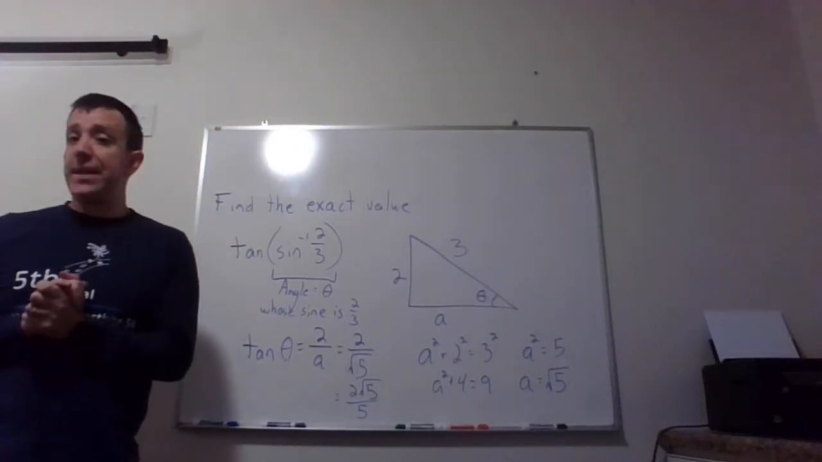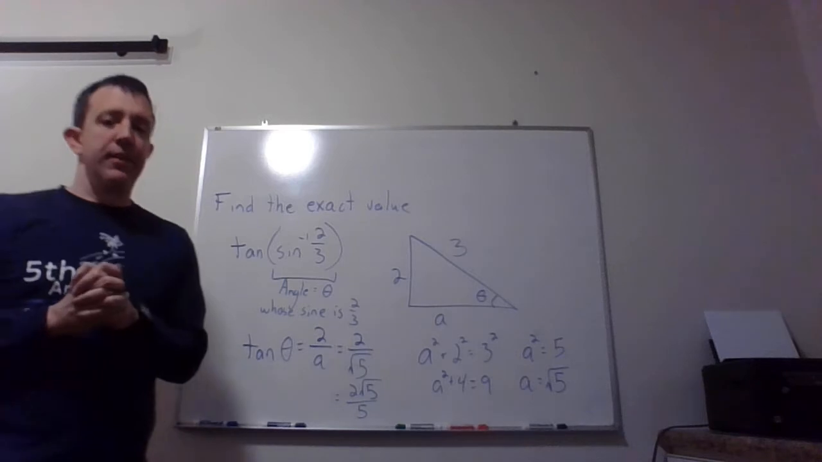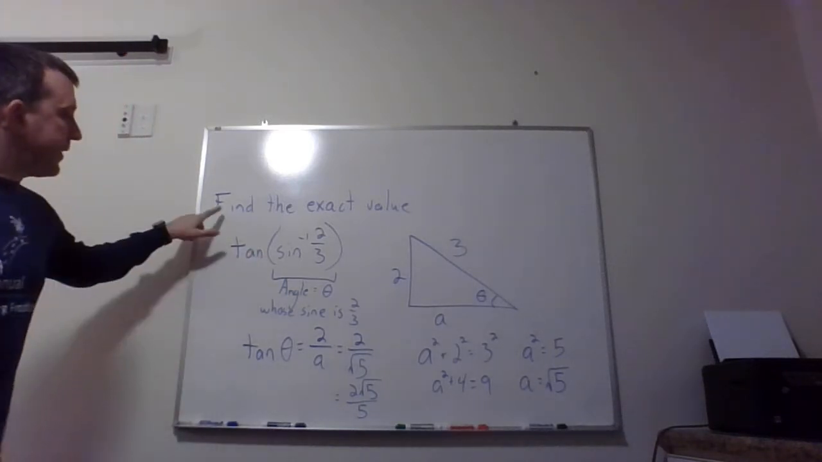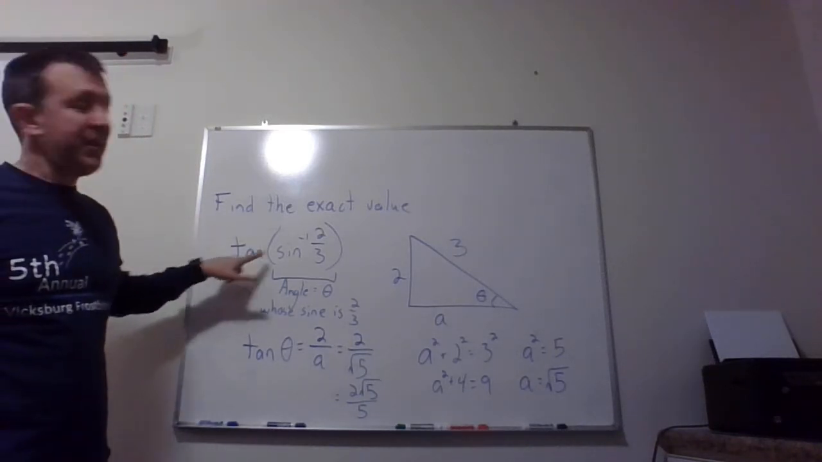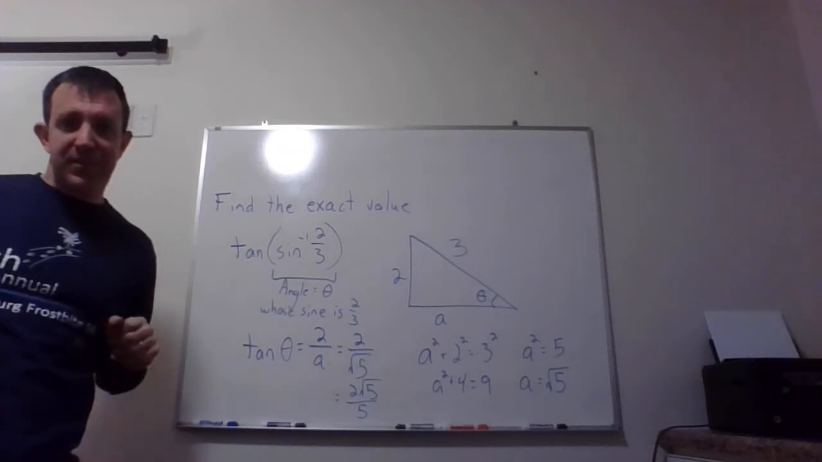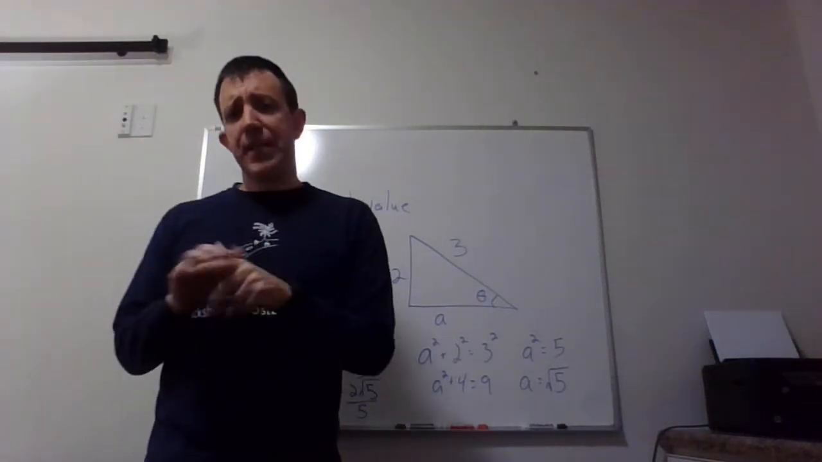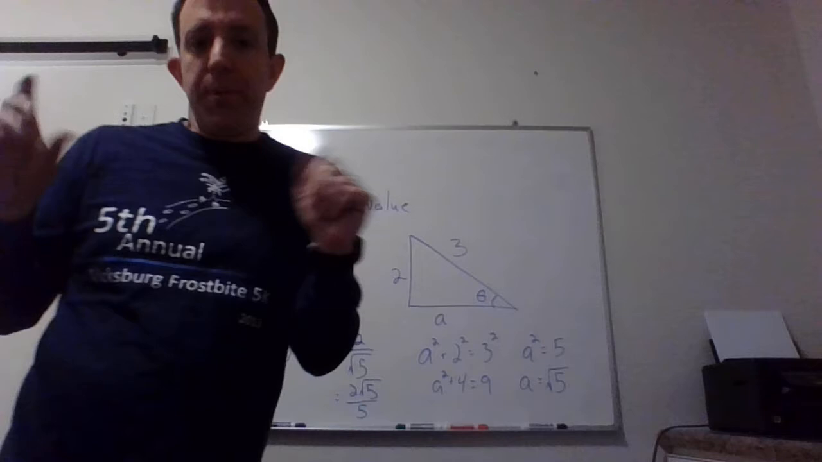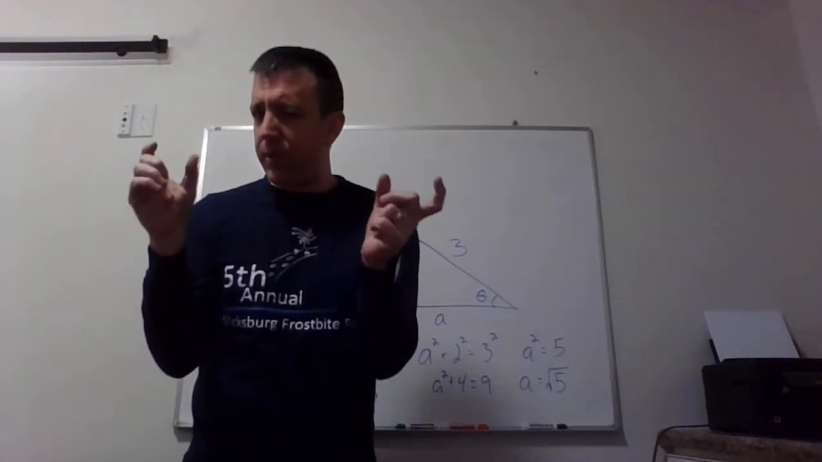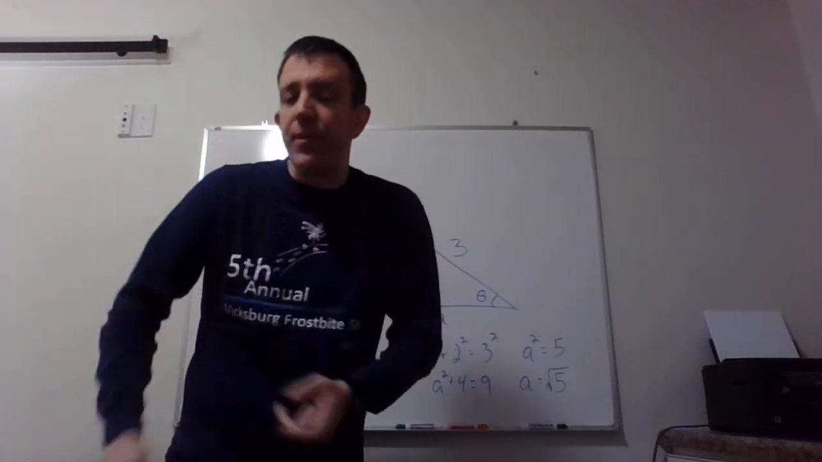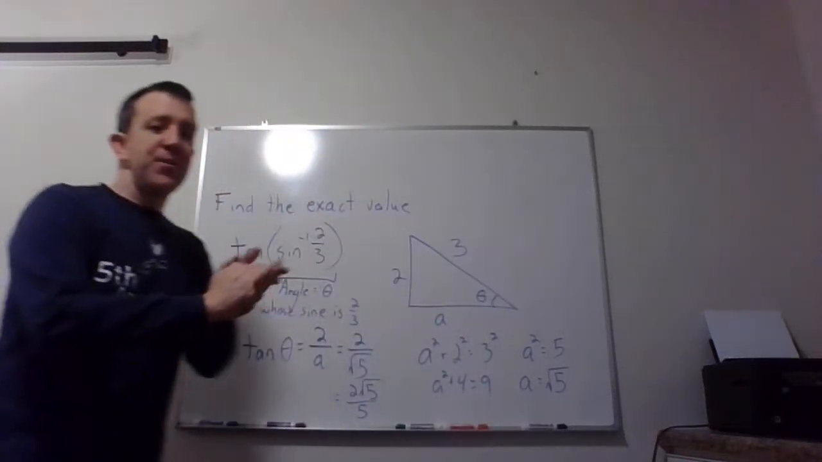Here's our last example in this whole chapter. Find the exact value of the tangent of the sine inverse of 2/3. And I know what you're thinking. You're like, wait a second, tangent and sine inverse, those aren't the same kind of thing. Why are we trying to put them together? Because it's really fun. So here we go.